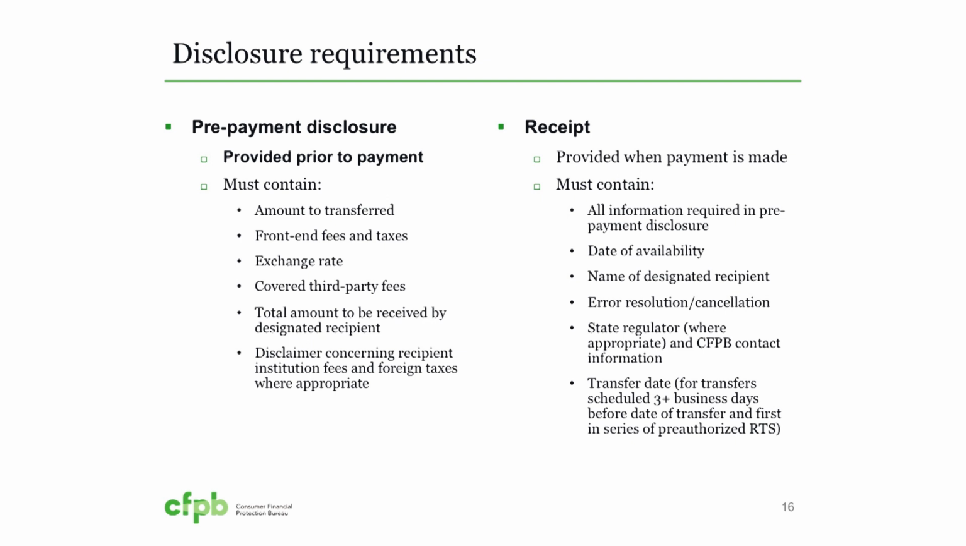Thus, for example, if you think a wire that is sent on November 1st is going to be available on November 3rd, but you also know that it might arrive later, you can state that the date of availability is November 6th, but that the transfer may be available sooner.